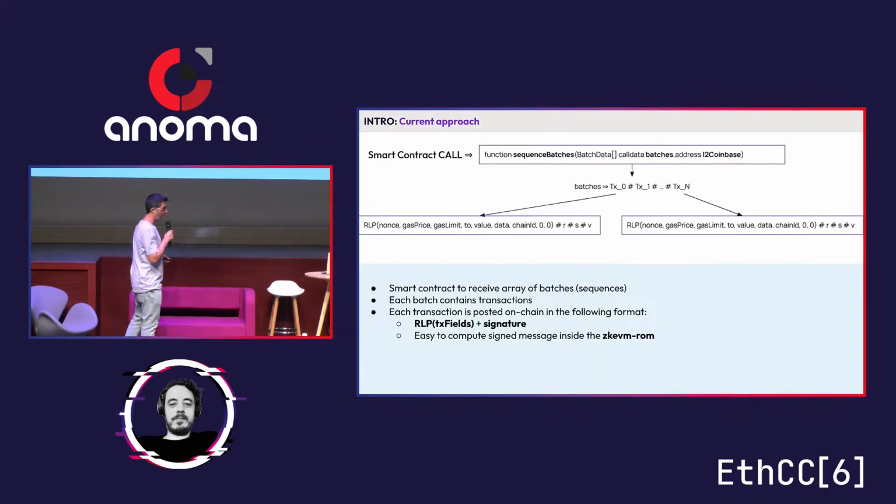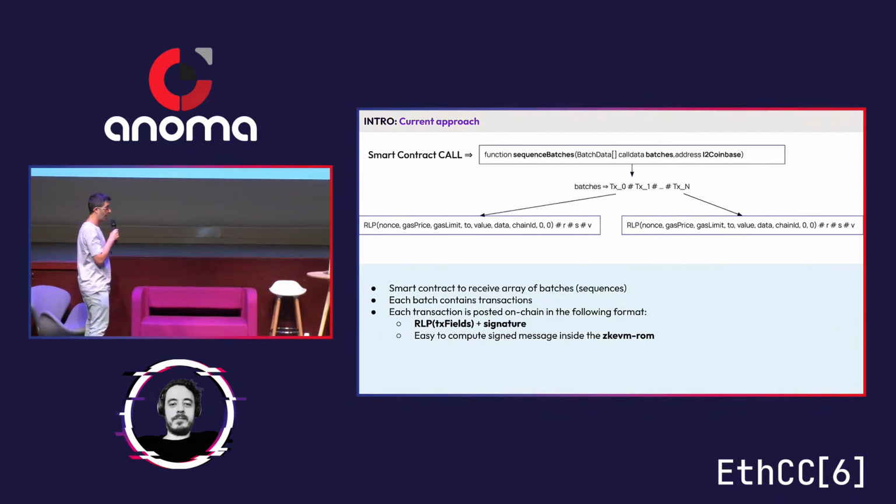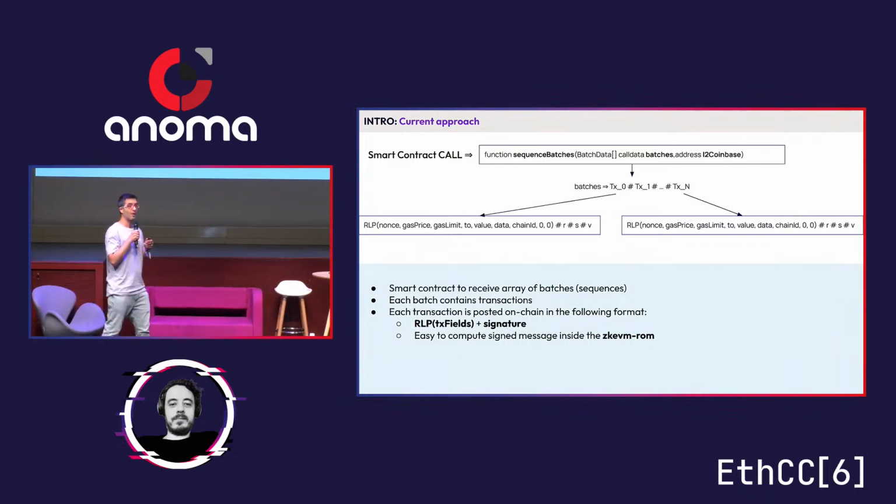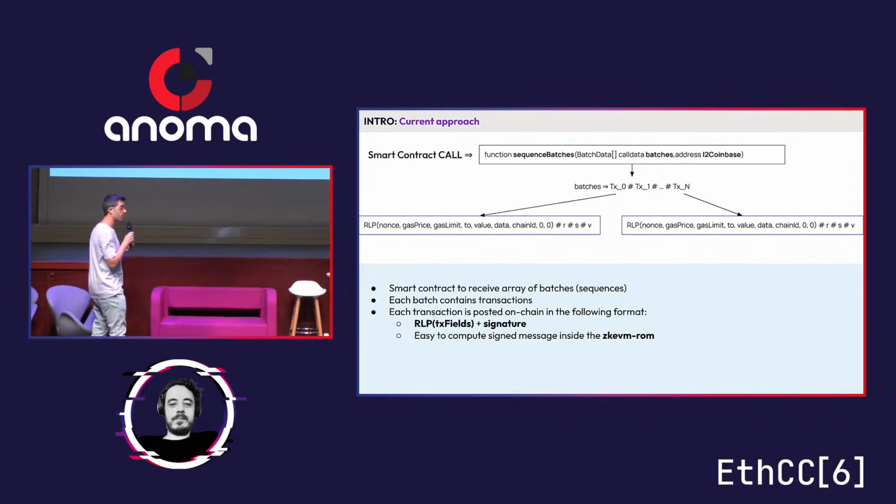Okay, how in Polygon zkEVM does the data availability that we put on chain currently look like? So we have a smart contract call, which is the sequenceBatches, and inside this sequenceBatches smart contract call, we put an array of batches. And what is inside those batches? So we have a bunch of transactions.